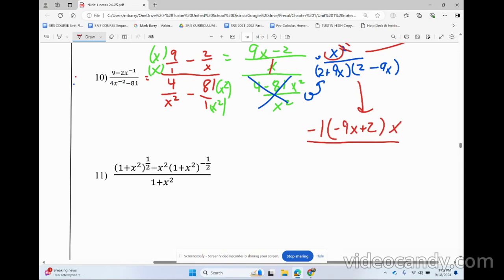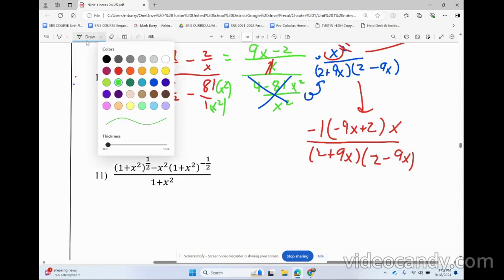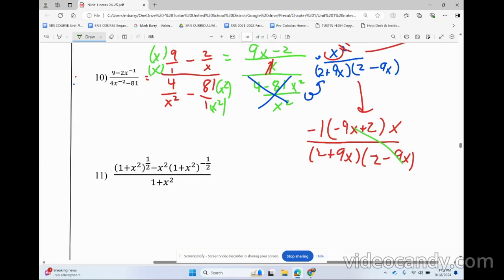And then down here, our x is gone, but we do have 2 plus 9x and 2 minus 9x. Now you can see that when I take that negative 1 out of this 9x minus 2 and switch it, it does match up with this 2 minus 9x on bottom. And so I can cancel those out and get my final answer here, which will be negative x over 2 plus 9x. Negative x, I just did the negative 1 times x. All right. Let's move on to number 11 now.